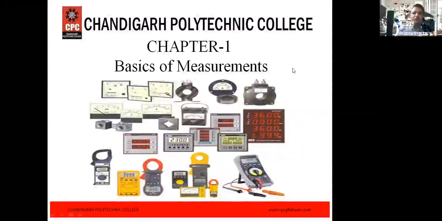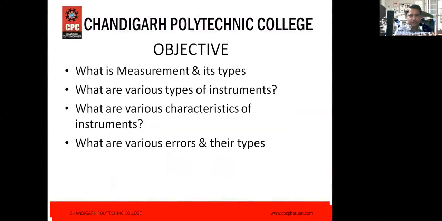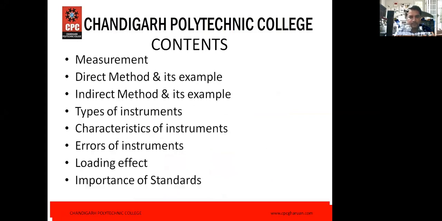So here we will start with the first chapter, that is the basics of measurement. In this chapter we will study the basic measurement, what is the measurement and its types, what are various types of instruments, what are various characteristics of instruments, and what are the various errors and their types that may occur while measuring any quantity.